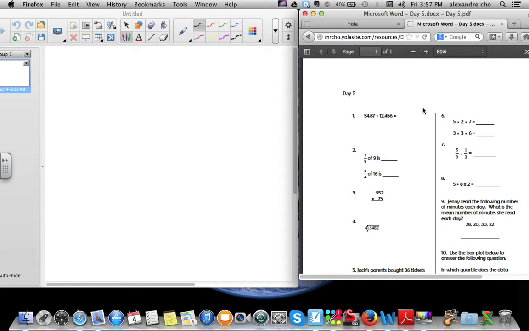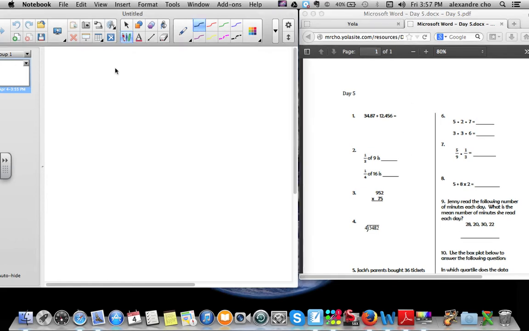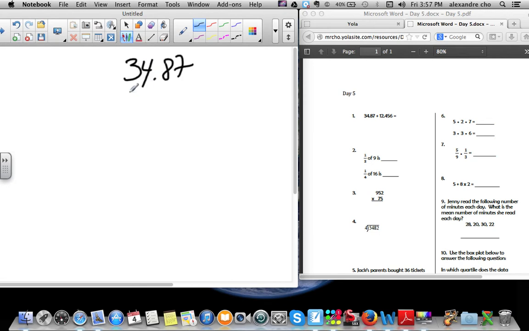Alright, so it looks like the first one is a decimal problem. Okay, so let's just take care of that. So it's 34.87 plus, ooh, why does it take so long? Alright, there. Again, adding decimals, make sure you line them up. I'm going to add a 0 here on top just to make my decimal places even on both numbers. Just simply add 6, 12, 13, decimal 7, 4.